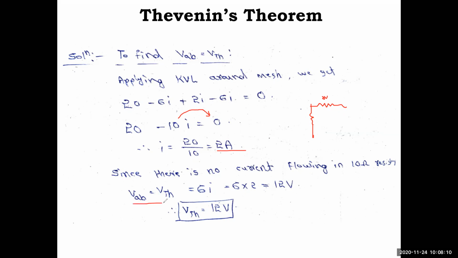That's why VAB or VTH is equal to 6 into I. The I value is found to be 2. 6 into 2 is 12 volt. So this is the VTH value. You got the first part of the problem, VTH.